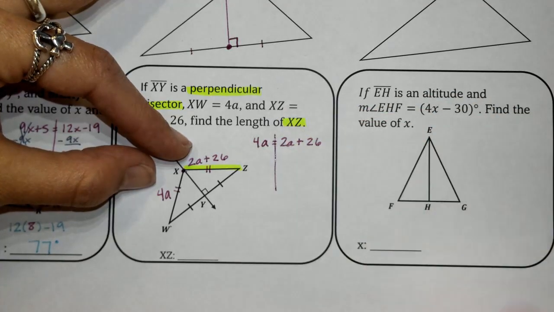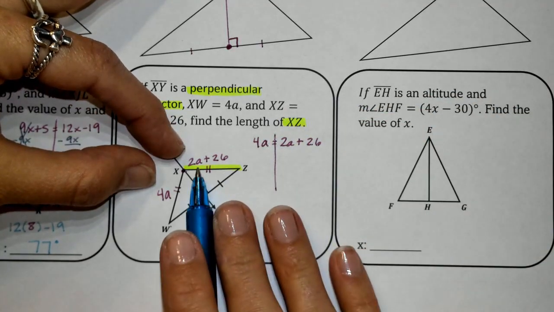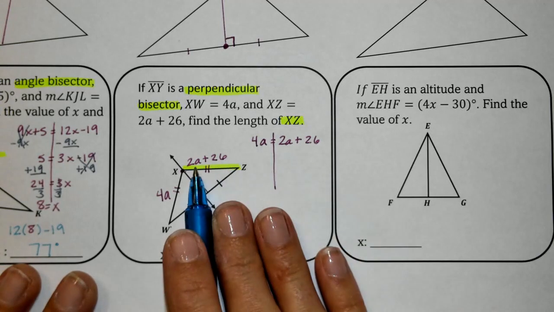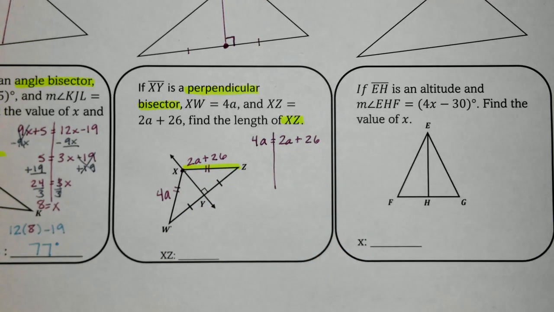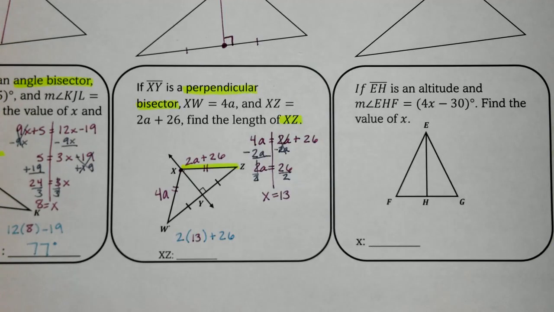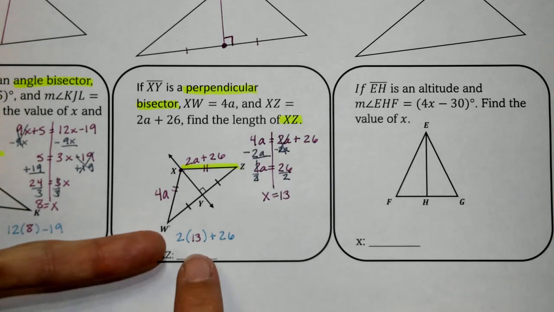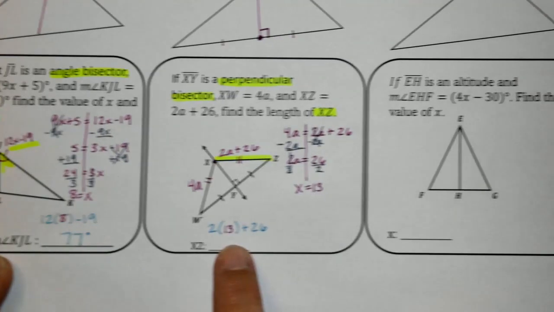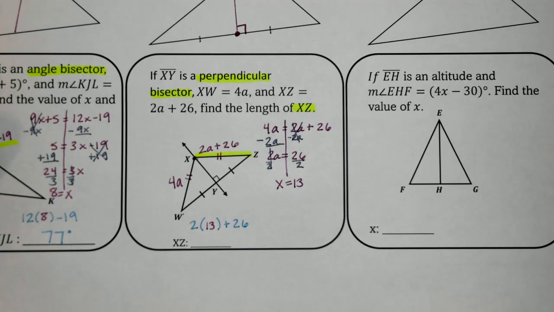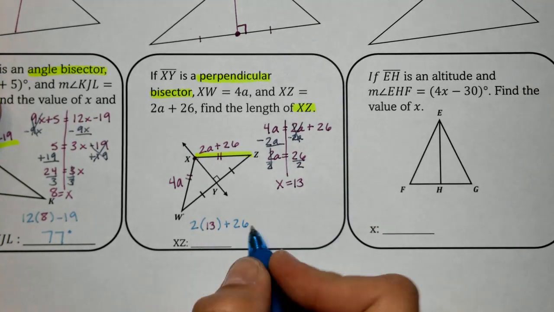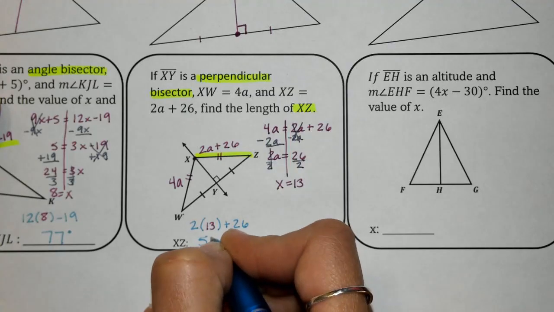We will solve for x, and then we will substitute in, solve for A, and then we will substitute in for 2A plus 26. I went ahead and set up the substitution down here just like I did with the previous problem. I'm going to substitute in. We end up with 26 plus 26, giving us 52.